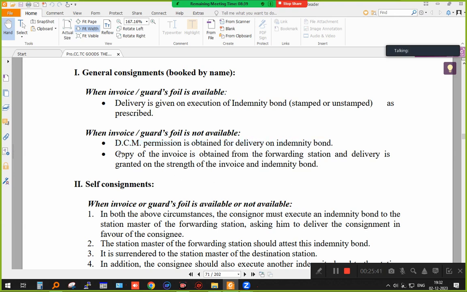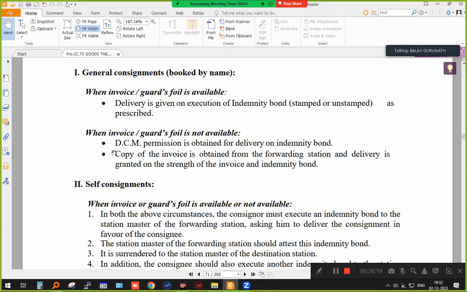Okay. A copy of the invoice is obtained from the forwarding station. Then you have the copy. If you obtain it by WhatsApp, or by post, or by email from the station master, the copy of the invoice, then what do you have? We know the details. Exactly, we know all the details. So our problem is solved. At that time we can grant delivery on the strength of the indemnity note.